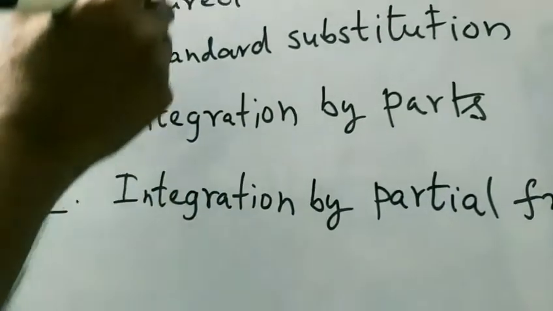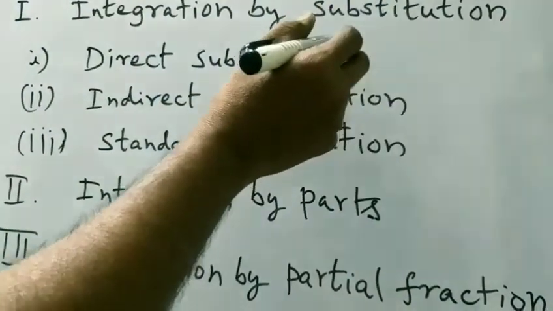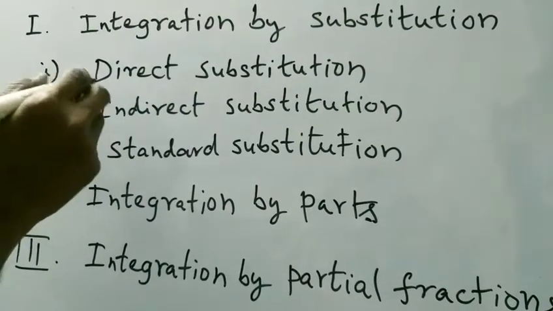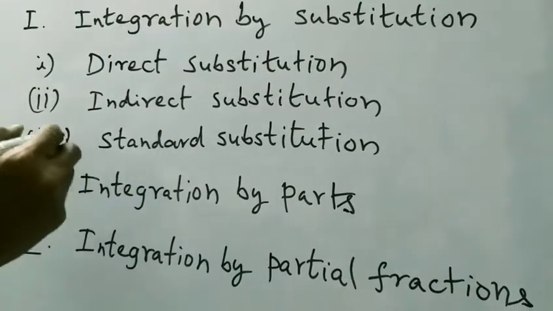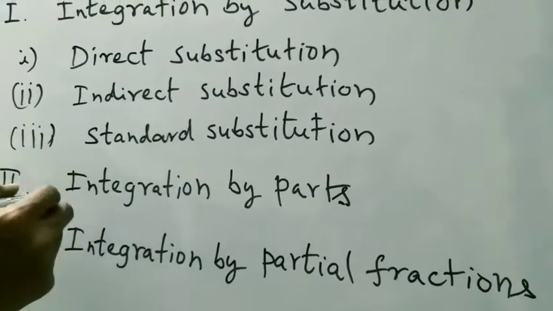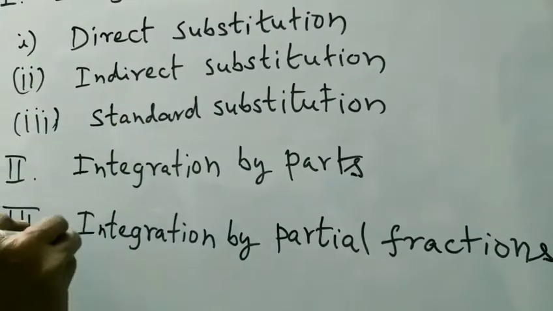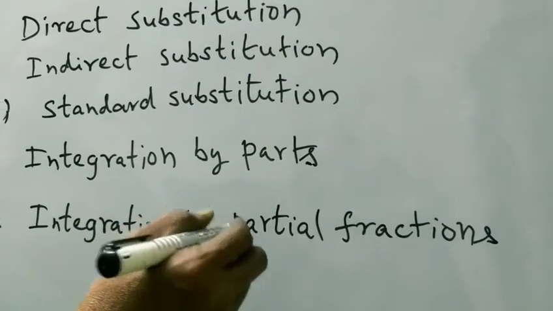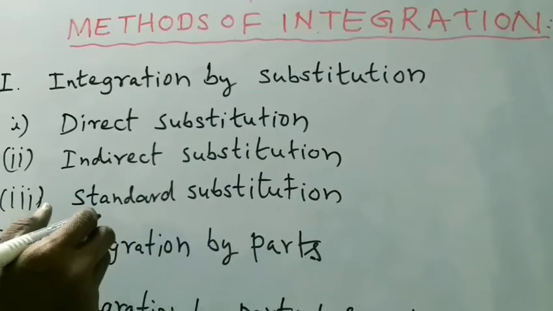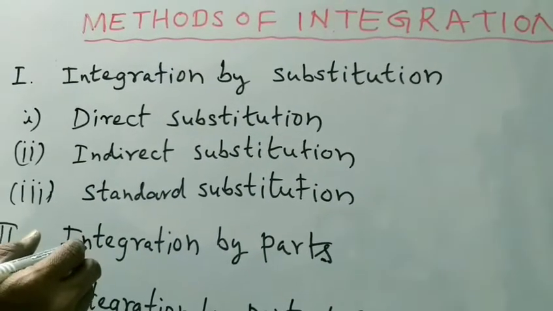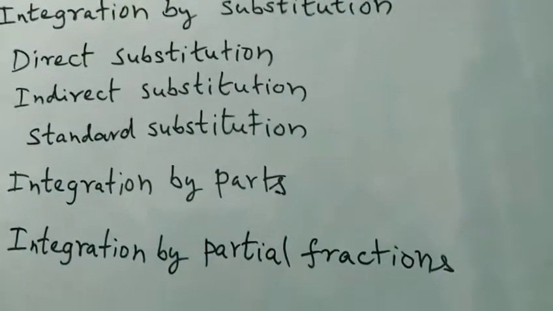These are the methods of integration. The first one is integration by substitution. In this, three subparts are there. First one, direct substitution. Second one, indirect substitution. Third one, standard substitution. And in this, second one is integration by parts. And third one is integration by partial fractions. These are the methods of integration. So, now we are going to learn the integration by substitution. Integration by substitution. First one.